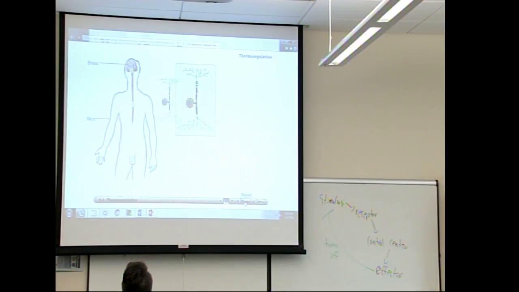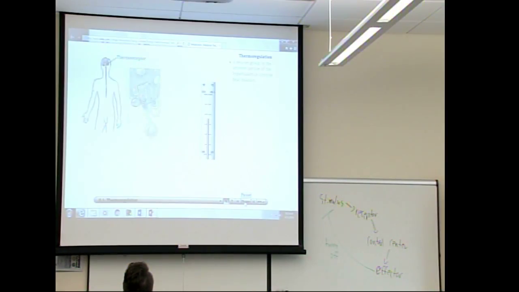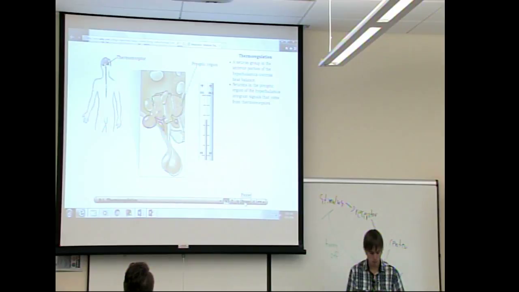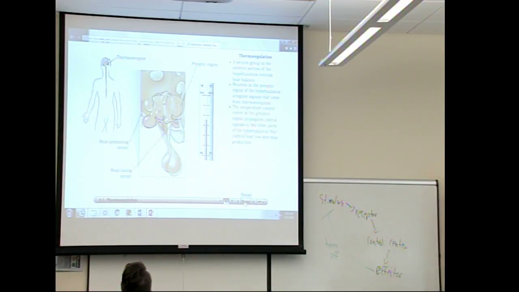Thermoregulation depends on a nervous feedback loop, beginning with thermoreceptors. A group of neurons in the hypothalamus of the brain functions as the body's thermostat. These neurons in the preoptic region of the hypothalamus integrate signals that come from thermoreceptors throughout the body. In its turn, the temperature control center in the preoptic area stimulates the heat-losing and heat-promoting centers in the hypothalamus.